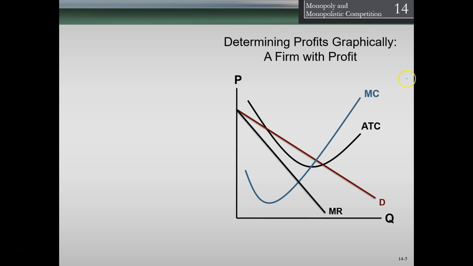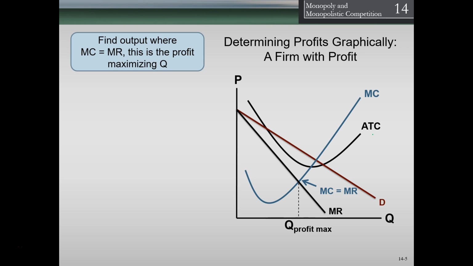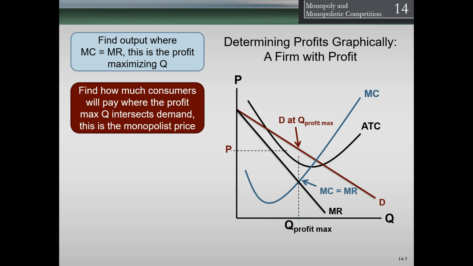If we look at this graph here, we've got the marginal cost, we've got the marginal revenue, and average total cost. We can think of that as our total cost curve. And where are we going to produce? We're going to produce where marginal revenue equals marginal cost. That's how much quantity we're going to produce. And then we find out how much consumers will pay. We'll follow that up to the demand curve. This is the price that we will charge.